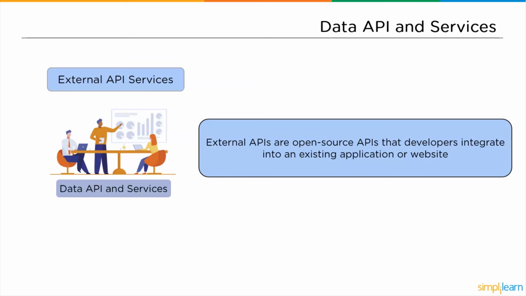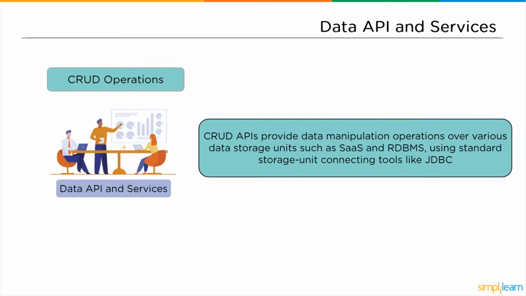Next we have the CRUD operations. So CRUD APIs provide data manipulation operations over various data storage units such as software and service, that is SaaS, and relational database management systems such as RDBMS using standard data storage unit connecting tools like database connectivity, that is JDBC, etc.